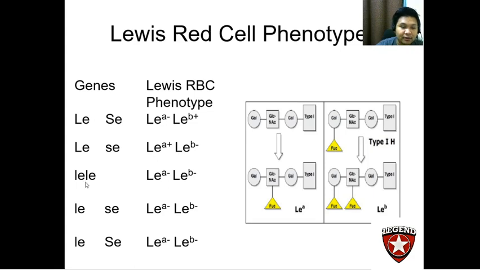Now, if you are homozygous for your small le gene, you will not produce your Le(a) antigen, so you will not be producing Le(b) also. So your phenotype would be negative for both Le(a) and Le(b). If you inherit a small le, then a small se, again, you would be negative for both. Or if you inherit Le, but you're a secretor, you will still be negative for both. Again, for you to be able to produce your Le(a) antigen, you need the capital Le gene.